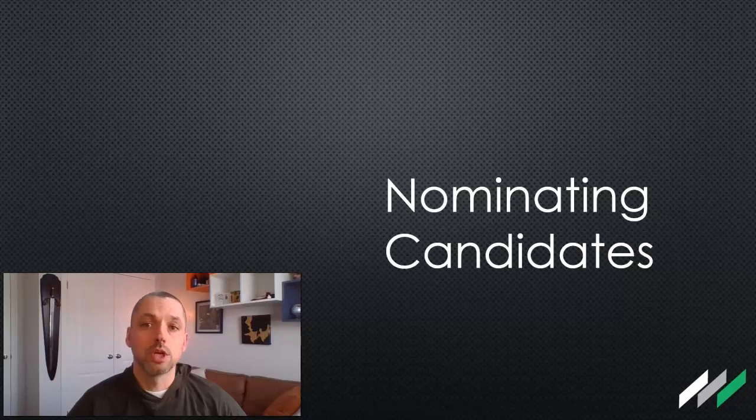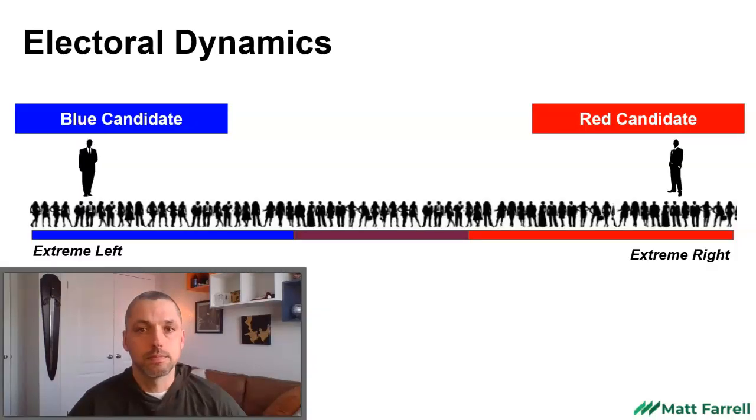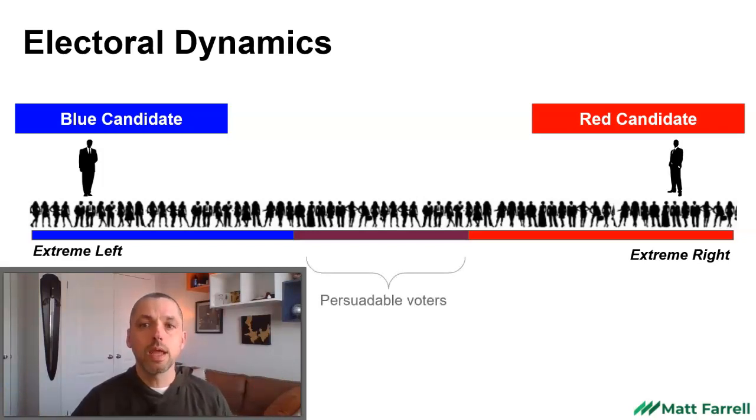In this video, we're going to look at nominating candidates. In a typical two-party system, electoral competition will happen between candidates from, in this case, the red party and the blue party. Each one will have their own base of support in the extremes of their party. However, there will be a lot of persuadable voters in the middle.